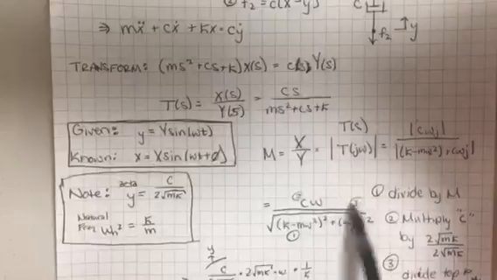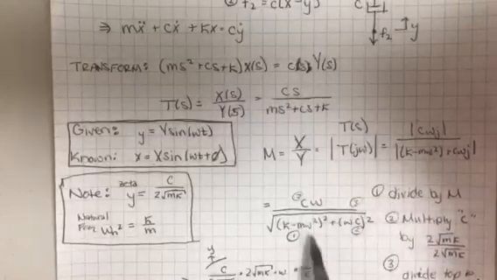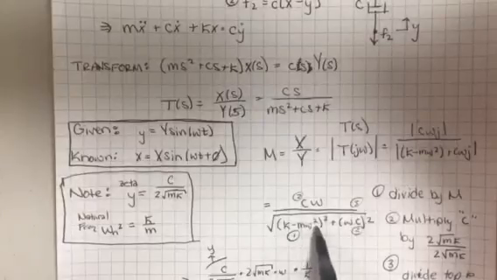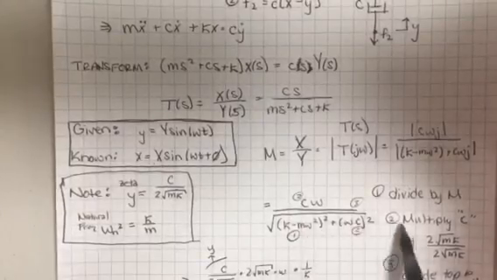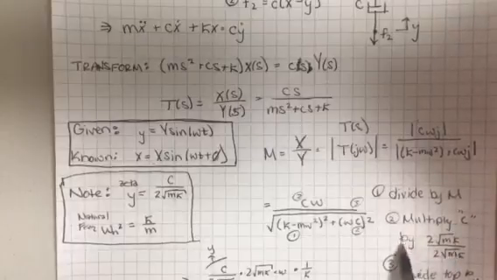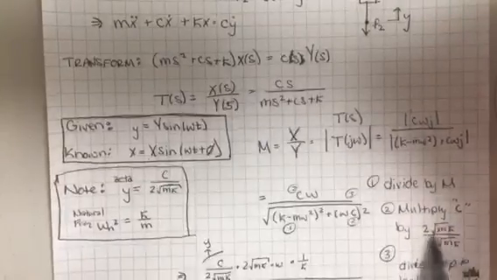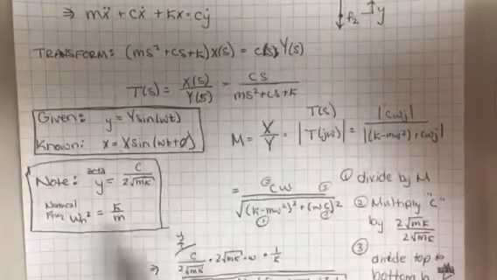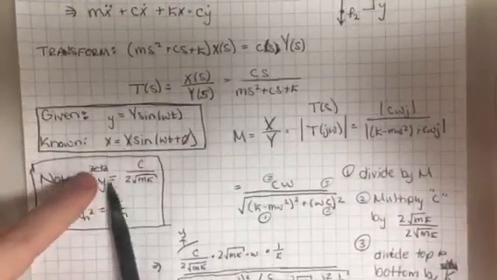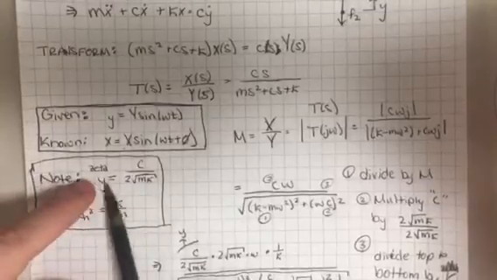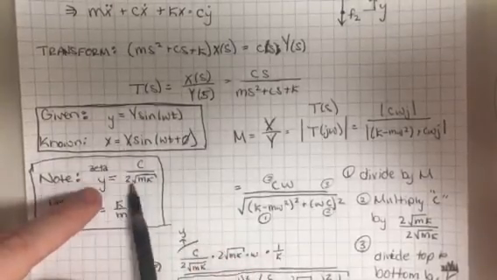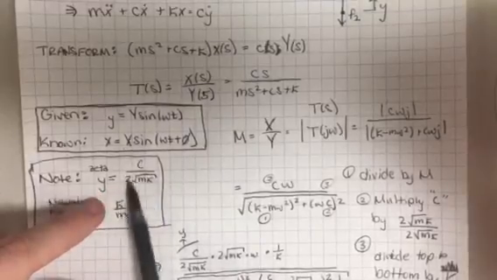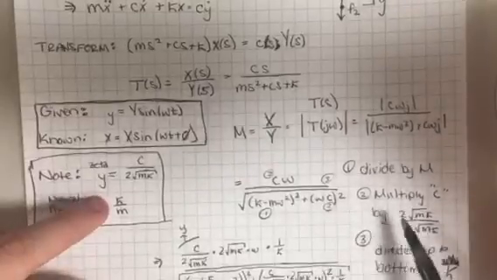So you want to divide by m here, because essentially we want to try to get omega by itself. And then you want to multiply c by 2 times the square root of mk over 2 times the square root of mk, because as I noted over here, zeta, which shouldn't be confused with the y up here, is actually c over 2 times the square root of mk. So if we can simplify our equation, it'll look much nicer and make it easier to use.